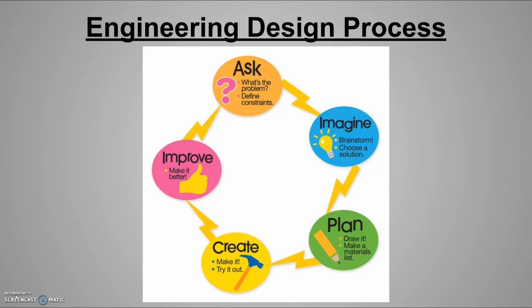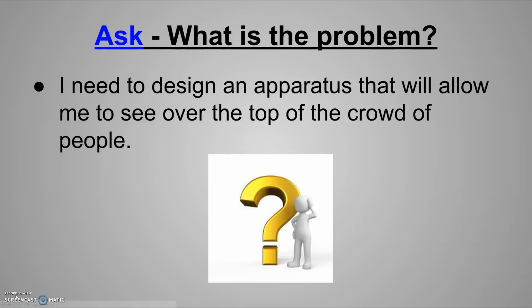And so for this screencast, I followed the engineering design process that I use in my own technology education classes, and this process is very similar to the process that was given within the module with a few slight modifications to it. And so our first step of the process is to ask, what is the problem? And our problem is that we needed to design an apparatus that would allow us to see over the top of a crowd of people.